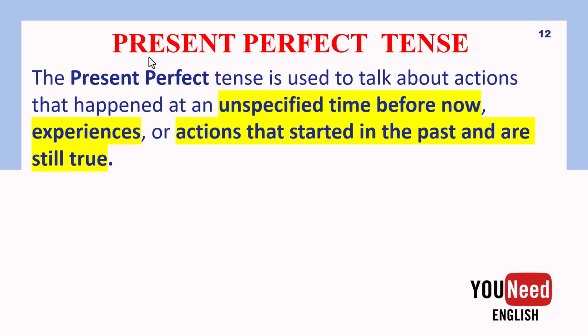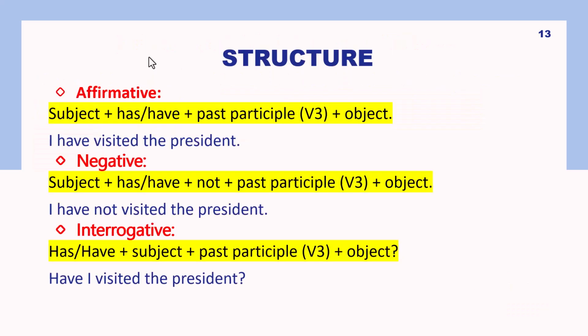So let's recap it. Present perfect tense is used to talk about actions that happened at an unclear or unspecified time in the past, or experiences and actions that started in the past and are still true. So let's study how to make a sentence in present perfect tense. So this is the structure, everybody.